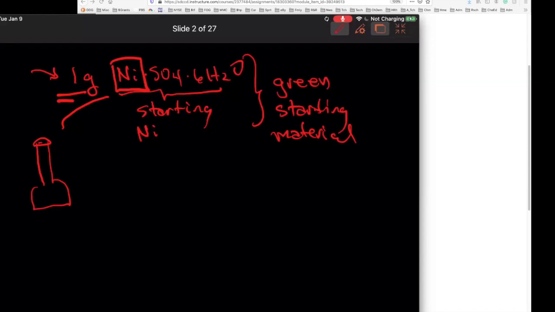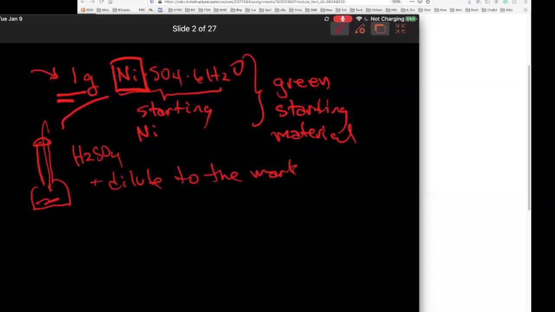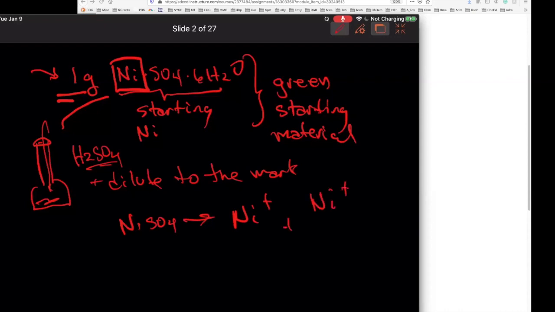And in this 1 gram of sample, we add sulfuric acid, H2SO4. And then we dilute to the mark. The sulfuric acid is important because the sulfuric acid will take your nickel sulfate and make it ions. Okay, it'll make it ions. So there's just nickel sitting on here. The green color of that solution is the nickel in the solution.